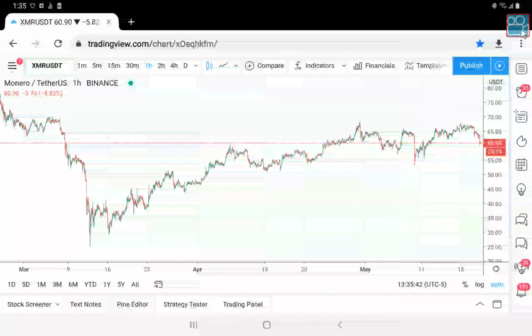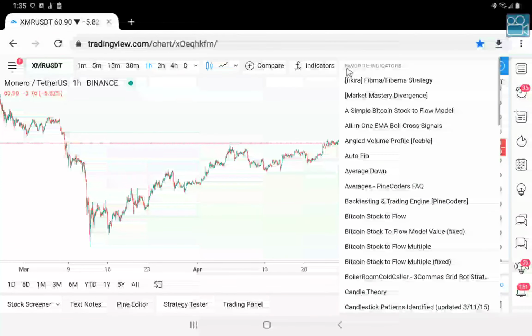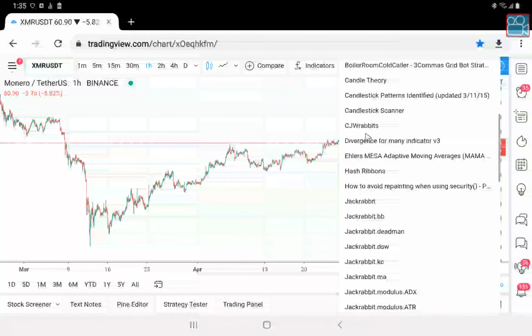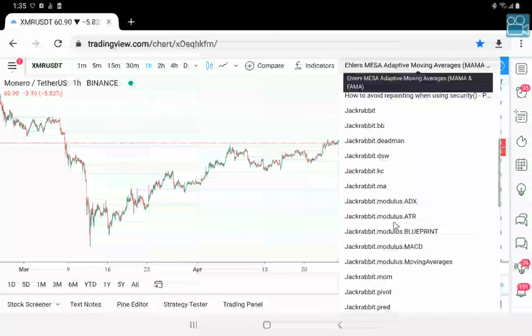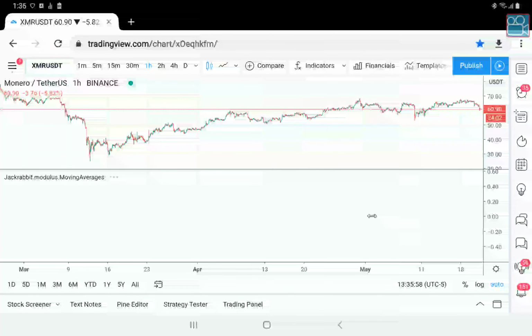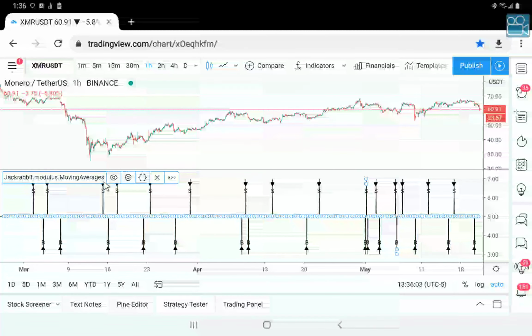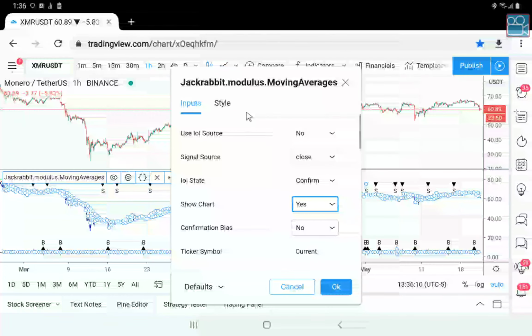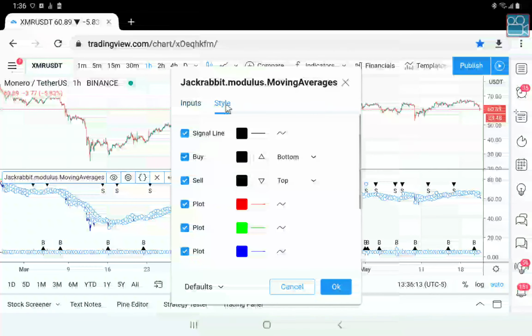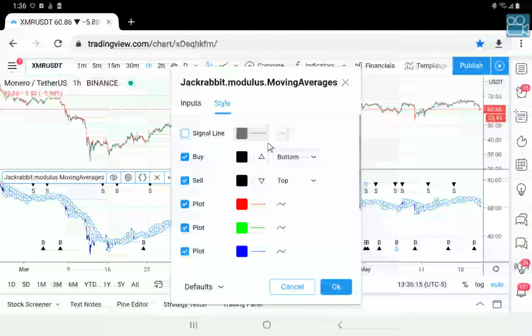Hello. In this video, I'm going to talk about the latest module to the Jackrabbit modulus framework, the moving averages module. Now, this is not a replacement for the Fibonacci moving averages in the main indicator. This is just a simple baseline linear moving average.